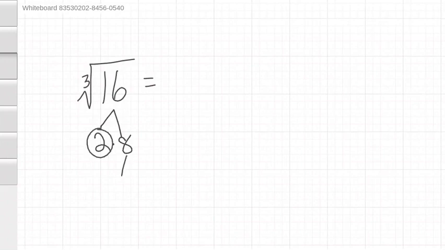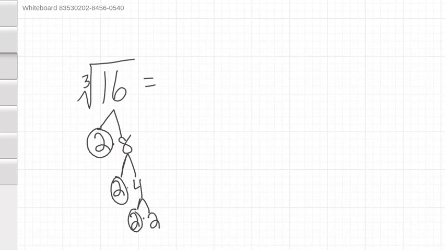2 is a prime number, and then 8 can be broken down into 4 and 2. 2 is again a prime number, and 4 can be broken down into 2 and 2. 2, a prime number. So now we need to find a group of 3. We can see that there are 3 2's, and then 1 2 left behind.